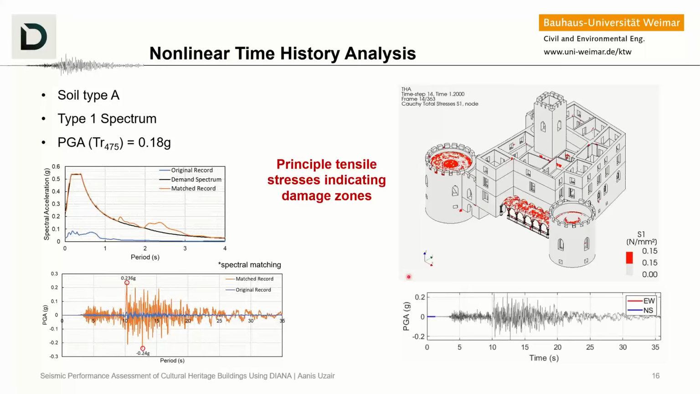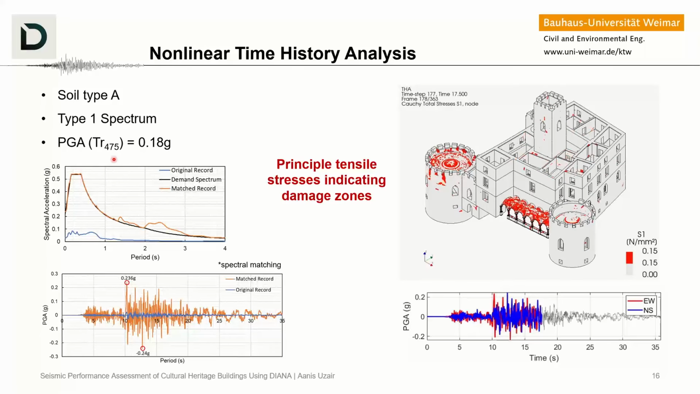Now, in this case, for the nonlinear analysis, the soil type is A, the spectrum type is 1 according to Eurocode 8, the PGA is 0.18 g, and because we do not want to run a time history analysis for different records, and because we do not have records from the particular region, we run a time history analysis by spectrally matching the record that we have from the closest seismic station with the same subsoil conditions and scaling it to the 475 years return period so that we can simulate an earthquake level required by the code.